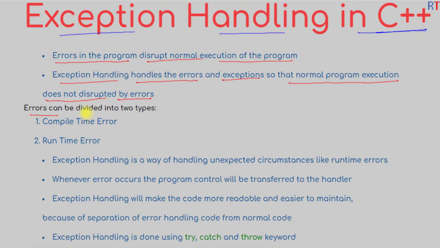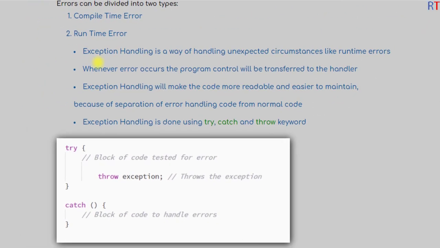Errors can be divided into two types: compile time errors. These are the errors which can be detected at compile time. Secondly, we have the runtime error. The runtime error occurs during the execution of the program, and runtime errors are more problematic than compile time errors. So exception handling is a way of handling unexpected circumstances like runtime errors.